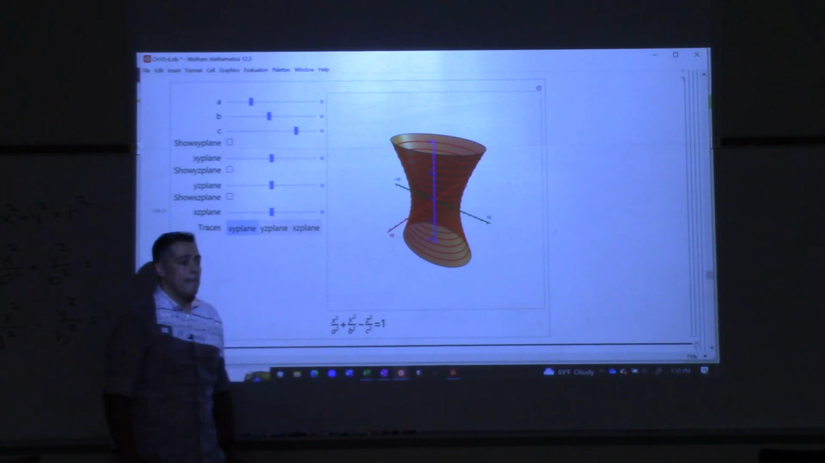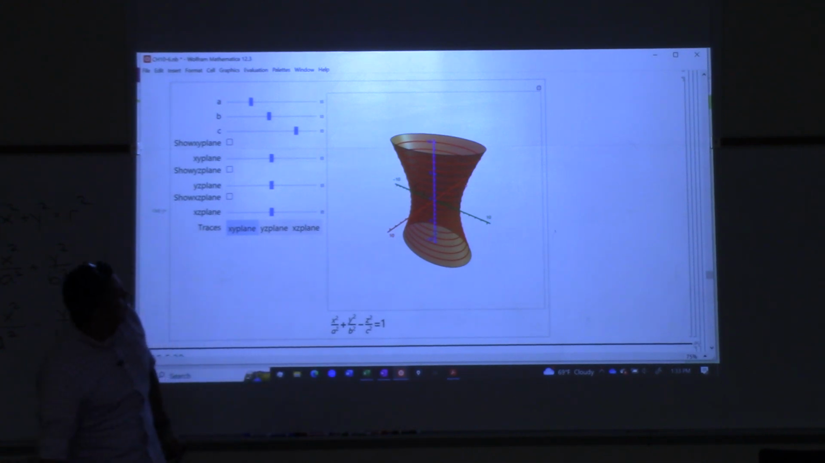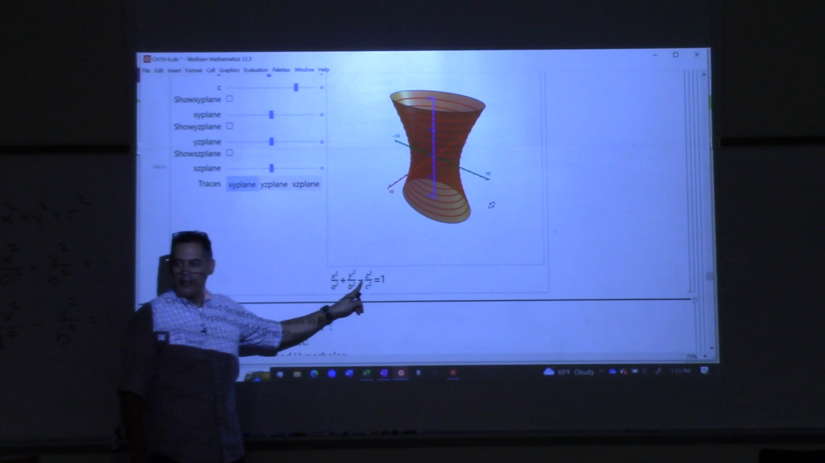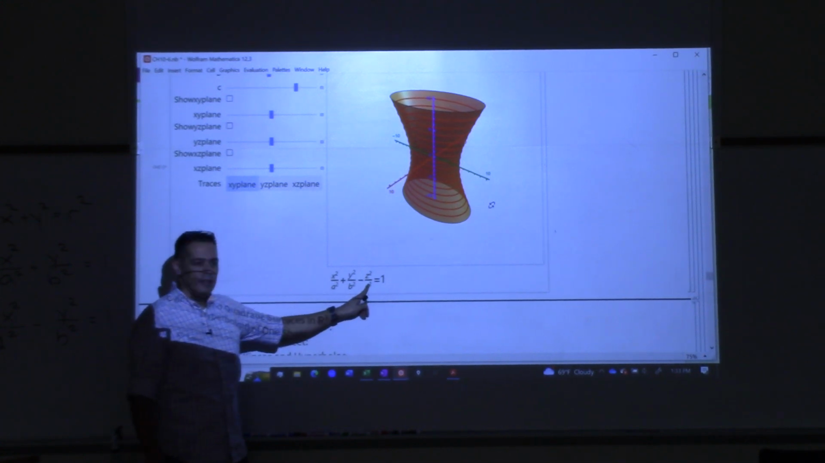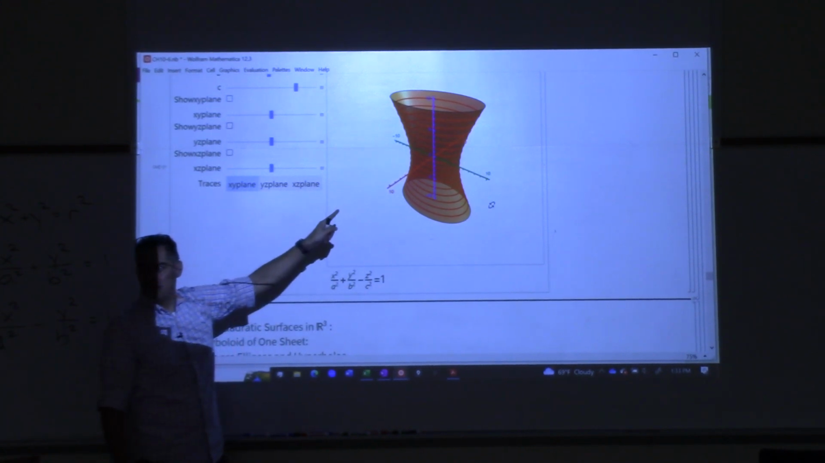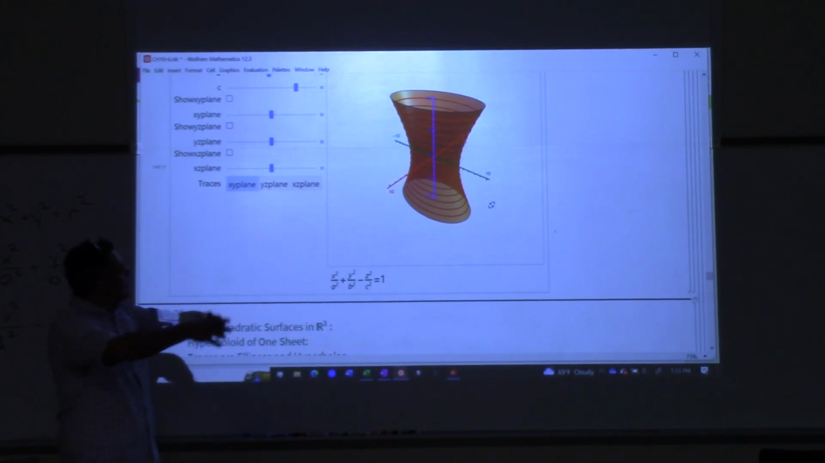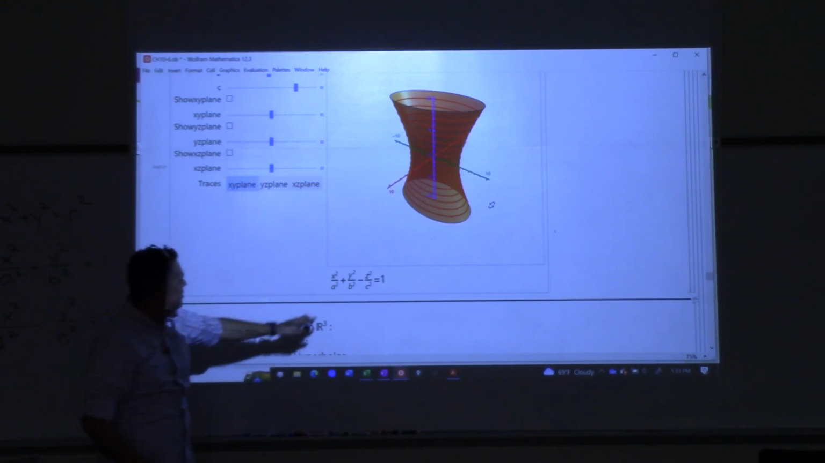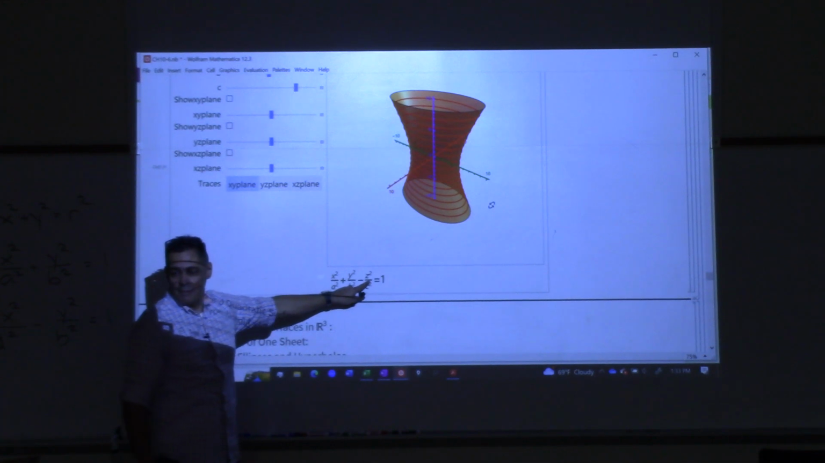Yes? 1 sheet, what do you mean? Well, you have to see what the next one is, which is the same thing of 2 sheets. Look at the equation. Look, if that was a plus, it would be an ellipsoid, right? But it's a minus on the z term, and so it looks like that. Do y'all see that that kind of goes up through the z-axis? And the z is the thing that's being subtracted.